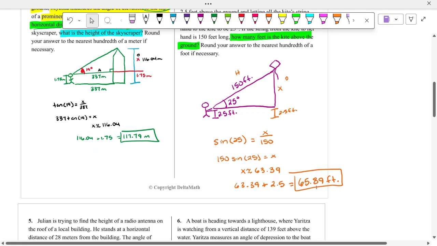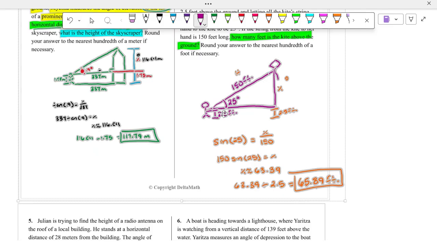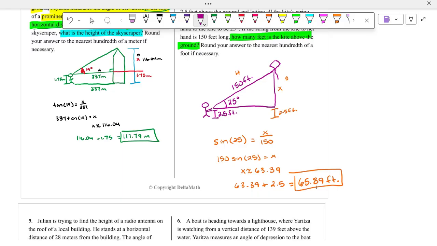So the part that you had to be careful about was the fact that they said that her hands were 2.5 feet from the ground, meaning the triangle didn't start at her feet, it started at her hands. And then whatever you found to be x, you would have had to add 2.5 to it. Any questions on this setup?